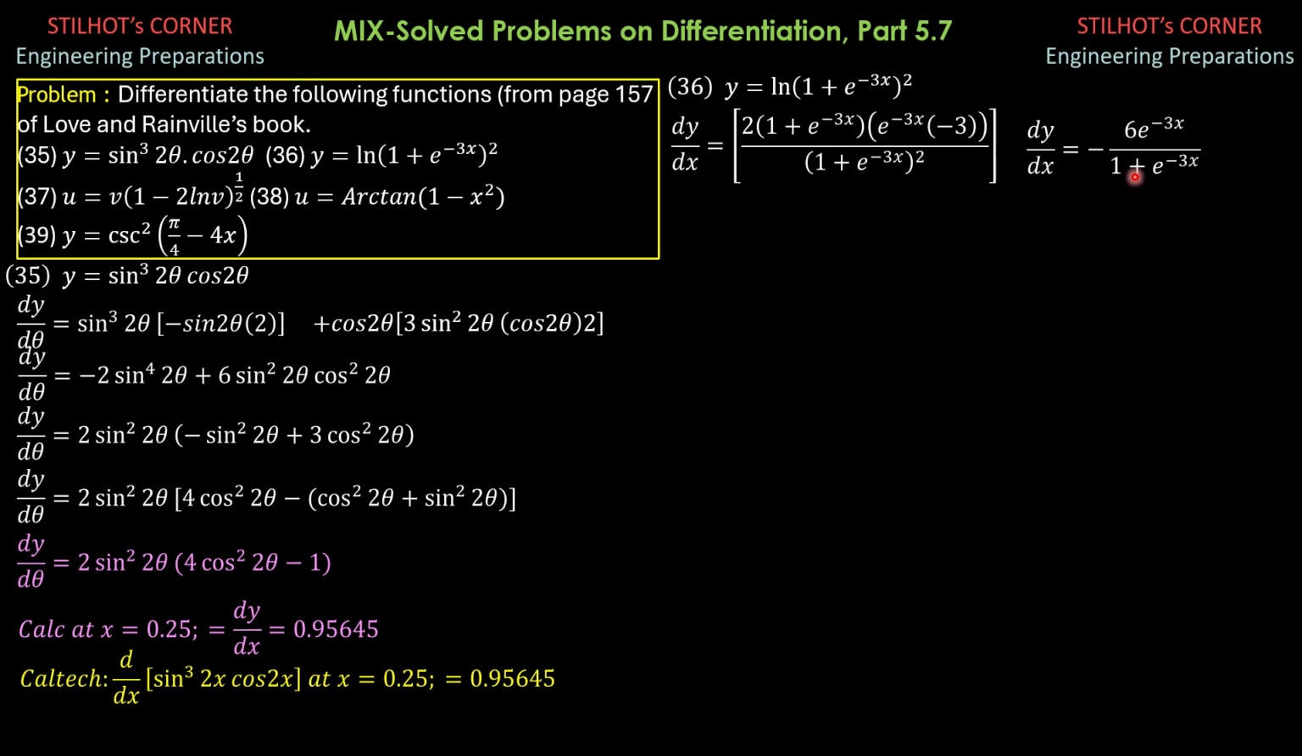So the denominator is changed into 1 plus 1 over e to the positive 3x. So if you simplify the denominator, it is e to the positive 3x plus 1 over e to the 3x. Then the denominator of the denominator will be brought to the numerator, combined with e to the negative 3x, it will be e to the 0, which is 1. So the final answer, dy dx, is negative 6 over e to the 3x plus 1.